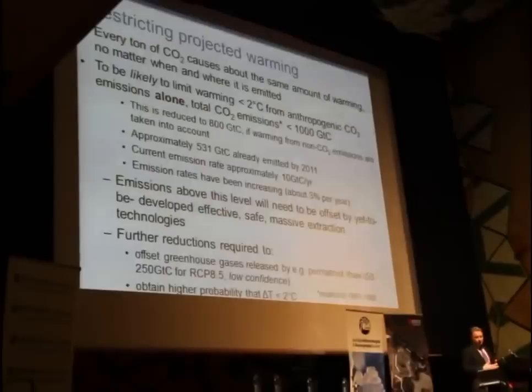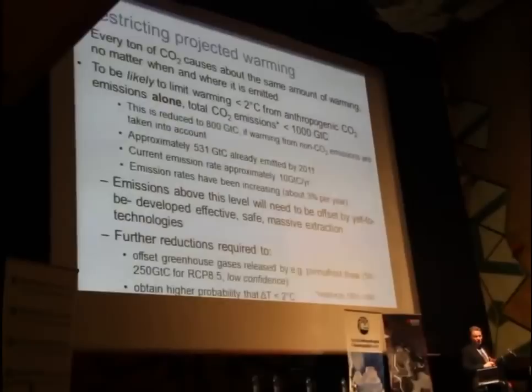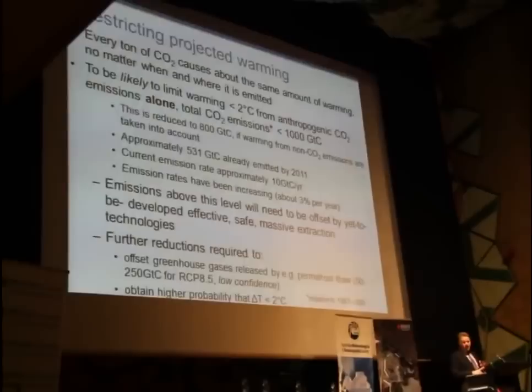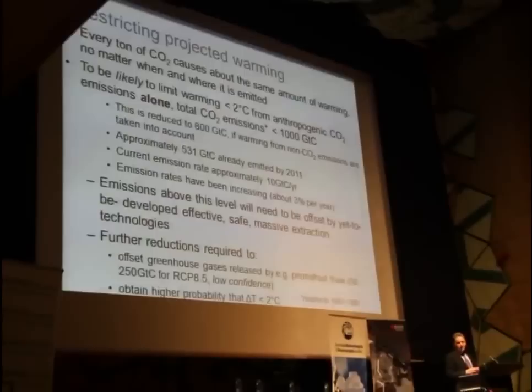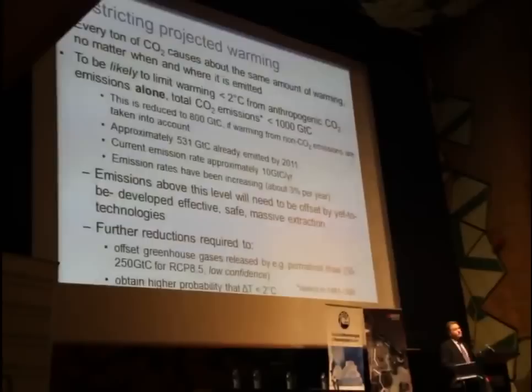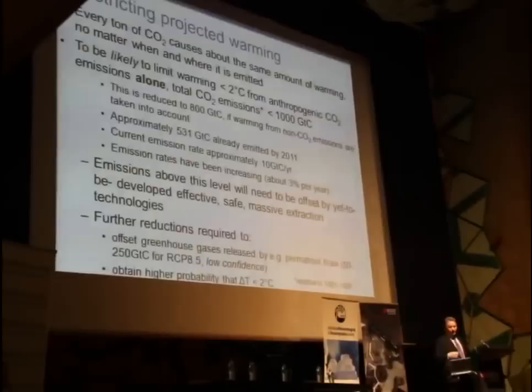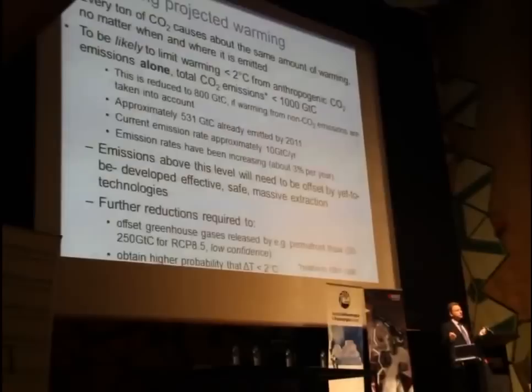And this doesn't include the 2012-2013 emissions, and the other important point to note is that currently our emissions are around about 10 gigatons of carbon per year, but that rate of emission is increasing around about 3% per year. So you can imagine that, taking all of those things into account, if we assume that we've been given a budget of 1,000 gigatons of carbon, say, then we would exhaust that budget within a few decades.